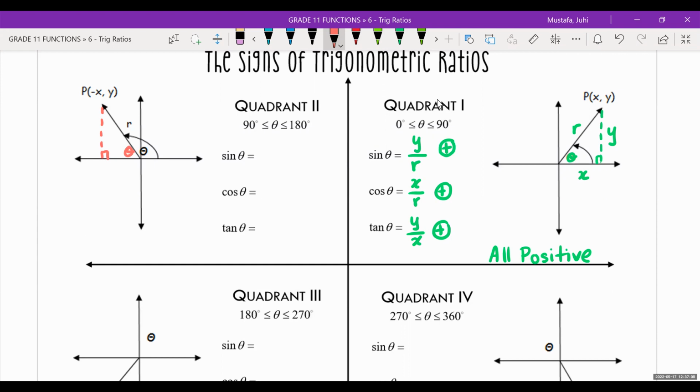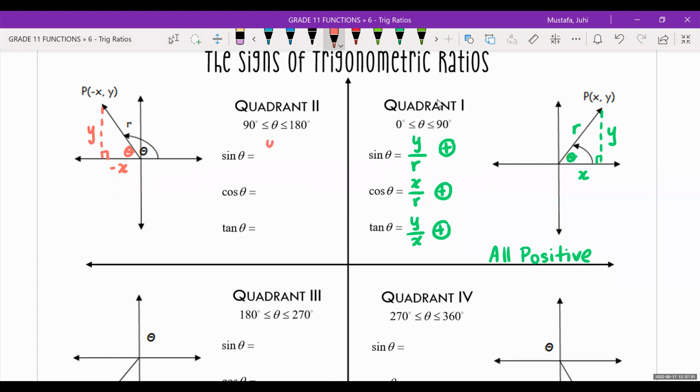Now here's the thing. For this triangle, are we going to have a positive X or are we going to have a negative X? Good. We're going in the other direction. It's going to be negative X. How about Y? Is it going to be positive or negative? If you're going up, it's positive. So this is going to be positive Y. And what did I tell you about R yesterday? What's always true about R? It's always positive.